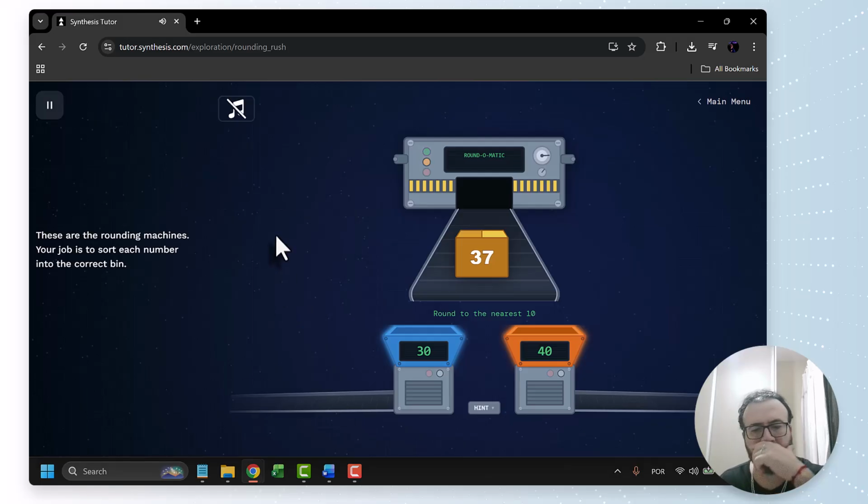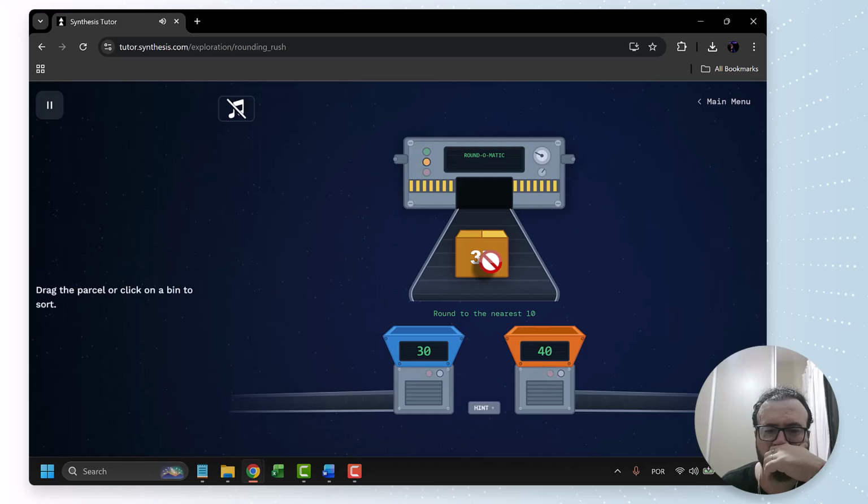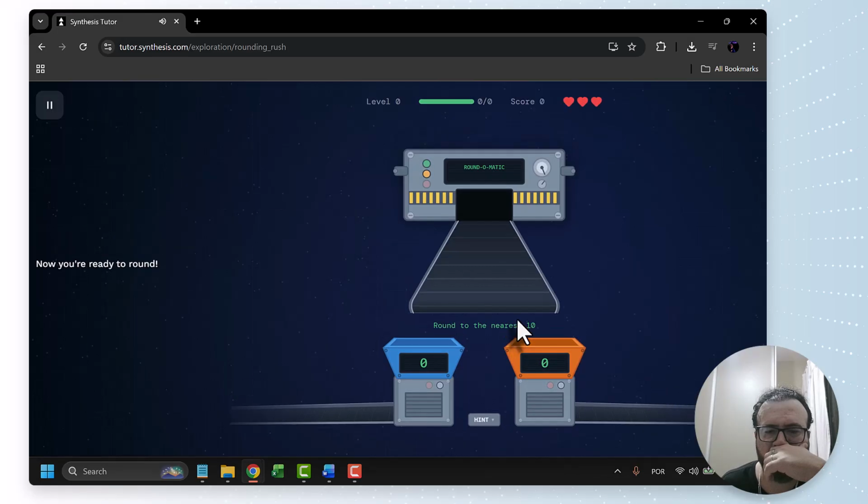Your job is to sort each number into the correct bin. If you need help, tap the hint button to see the number line. Drag the parcel or click on a bin to sort. Great job! 37 rounds to 40 because 7 is closer to 10 than to 0. Now you're ready to round.